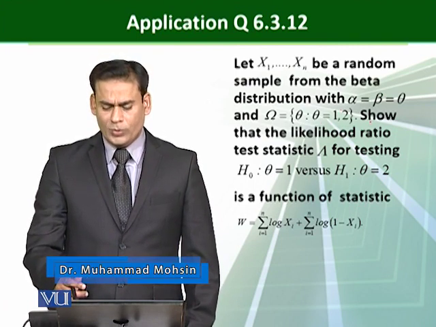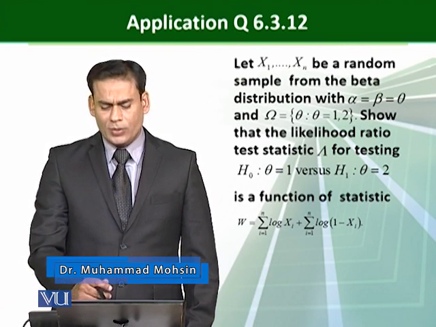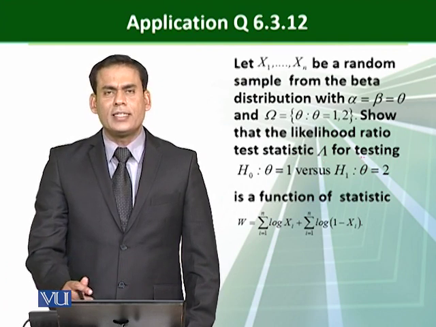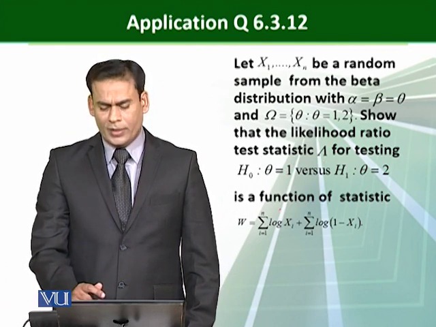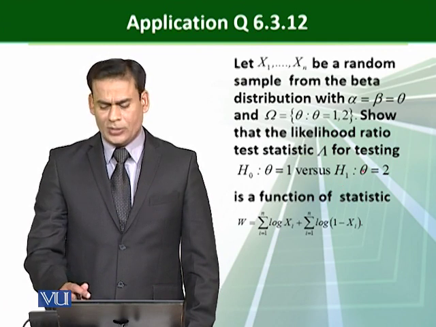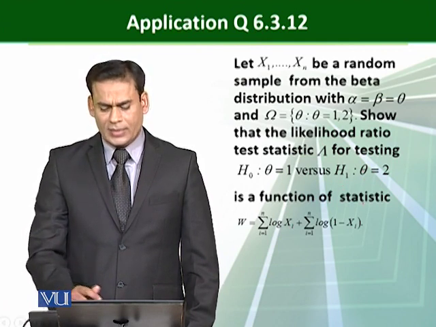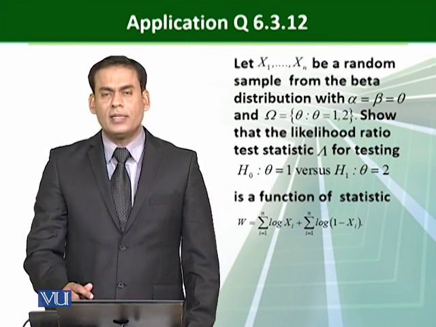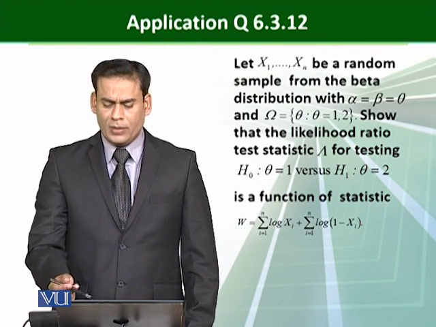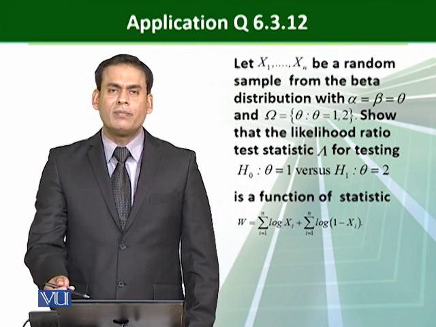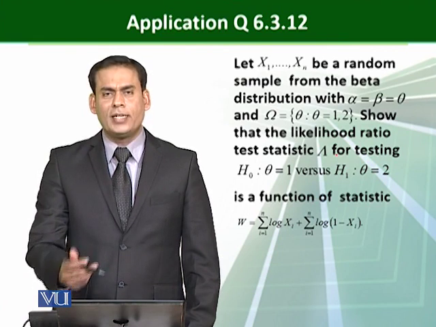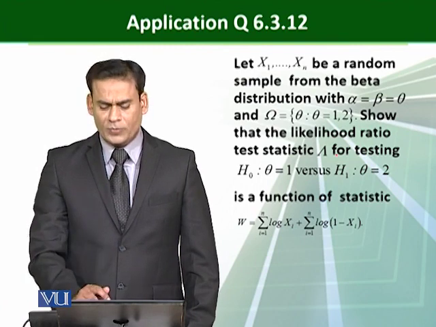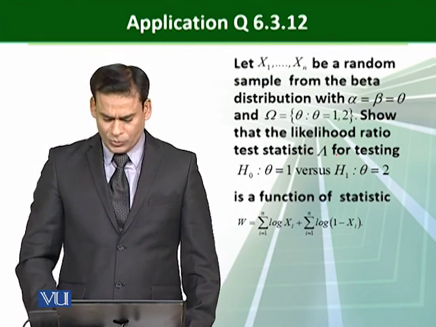What we have to do is show that the likelihood ratio test statistic, which is the capital Delta, for testing the null hypothesis theta equal to 1 against the alternative hypothesis theta equal to 2, is a function of the statistic W, that is equal to sum log Xi plus sum log (1 minus Xi). So basically we have to use that theorem, and we have to show that the result we get for capital Delta is in terms of some function of this W. So let's see how we proceed with that.